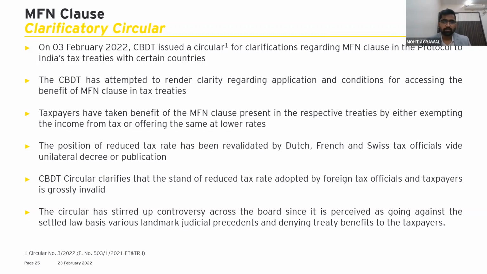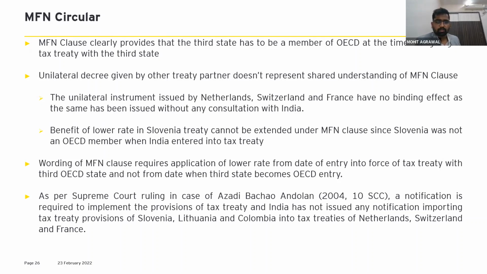If we move to the next slide, we'll see that the MFN clause clearly has provided their contention that the state has to be a member of OECD at the time of signing of the tax treaty with the third state, pretty much diverging from the viewpoint adopted by the Delhi High Court in the case of Concentrix. Also, with respect to the decrees or notifications that have been issued, the circular has said that it does not represent the shared understanding of the treaty partners, and these instruments have been issued without any consultation from India, and accordingly, as far as the CBDT is concerned, they do not align to the treaties.